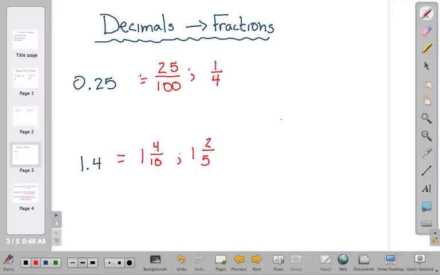So that's how you change decimals into fractions. You read them, so 25 hundredths or 1 and 4/10. And so we have 25, it goes in the numerator, and the second word that you say, the hundredths part, goes in the denominator.